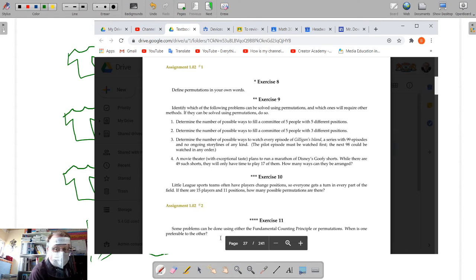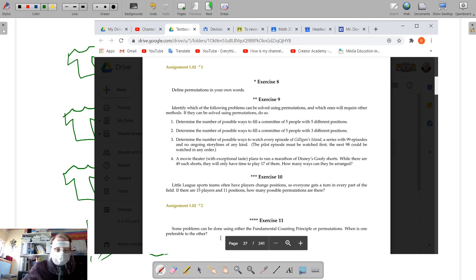Exercise 9. Which can be solved with permutations and which cannot? Determine the number of possible ways to fill a committee of 5 people with 5 different positions. Yep, so that's 5P5, which is a permutation. So yeah, it's 120.